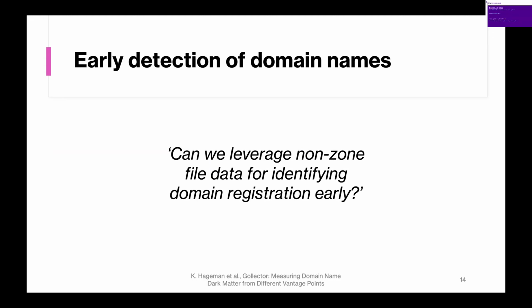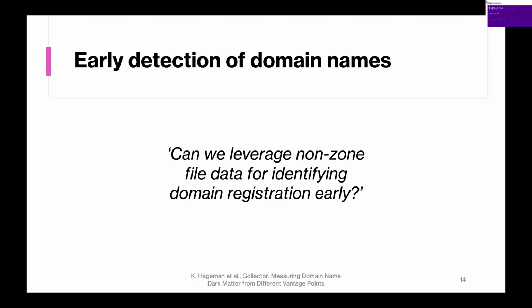And the question that we posed here is this: the zone files that we have access to are only updated once a day. So the granularity or precision of data collection is quite limited. If you as a researcher are interested in getting very timely information, then zone files may actually not be the best data source to get access to. So that's why we want to investigate whether these non-zone file data sources, or vantage points, can be leveraged for early domain registration detection.